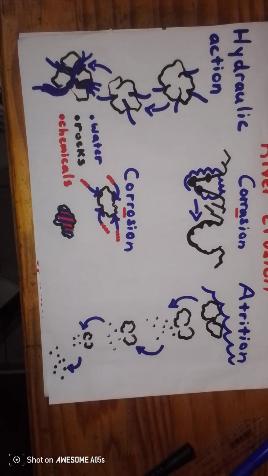So that is attrition. So it's a gradual breakdown of the load, if we can put it that way. It's a gradual breakdown of the rocks and these huge boulders that are a part of the load. So that's your hydraulic action, your corrosion, your attrition, and your corrosion. Very well.